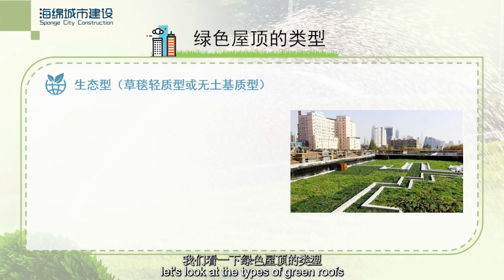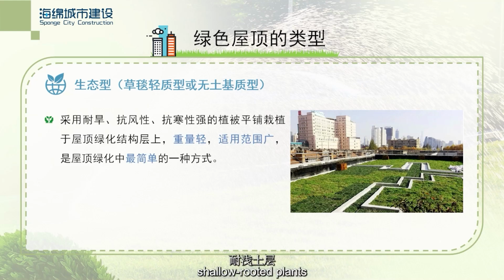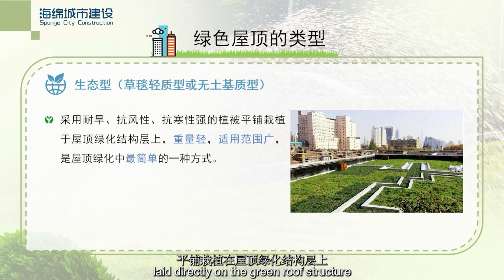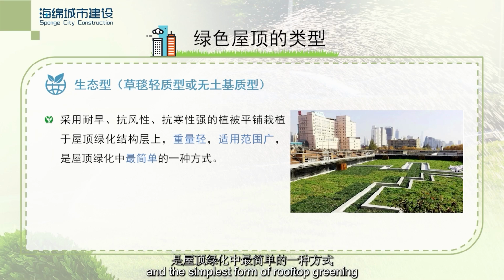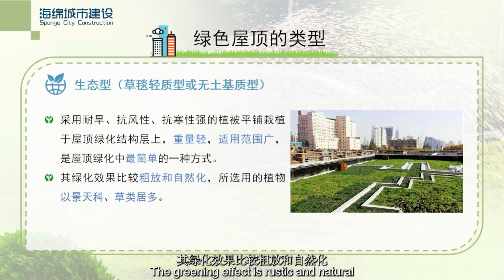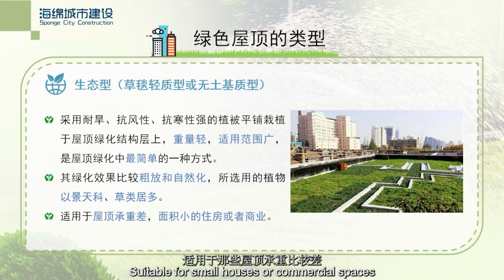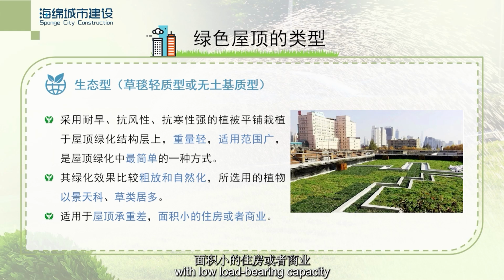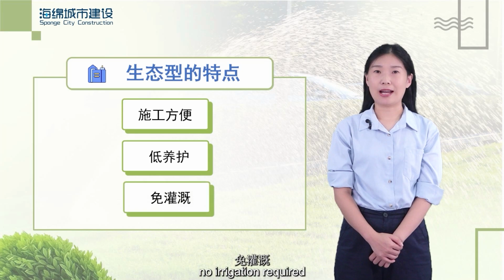Next, let's look at the types of green roofs. The first type is ecological. It uses drought-resistant, barren-resistant, shallow-rooted plants that are wind and cold-tolerant, laid directly on the green roof structure. It is lightweight, versatile, and the simplest form of rooftop greening. The greening effect is rustic and natural, mainly using sedum and grasses. Suitable for small houses or commercial spaces with low load-bearing capacity. Features: easy construction, low maintenance costs, no irrigation required.